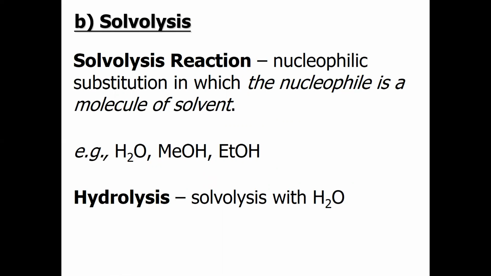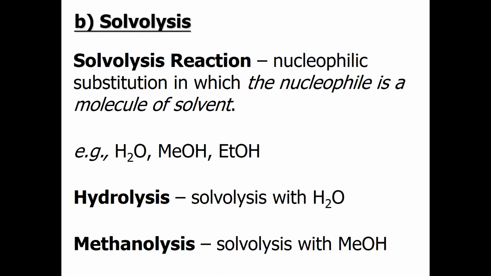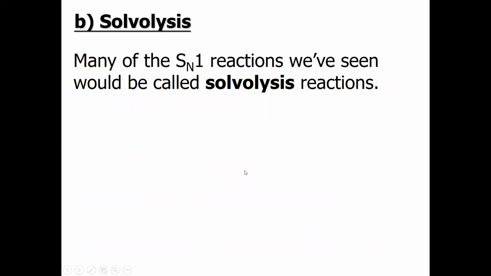the solvent, and it will attack the carbon positive center and stabilize the carbocation by the solvolysis process. Similarly, when we are using methanol as a solvent, methanol will stabilize the carbocation by the process known as methanolysis. Many of the SN1 reactions we have seen would be called solvolytic reactions.